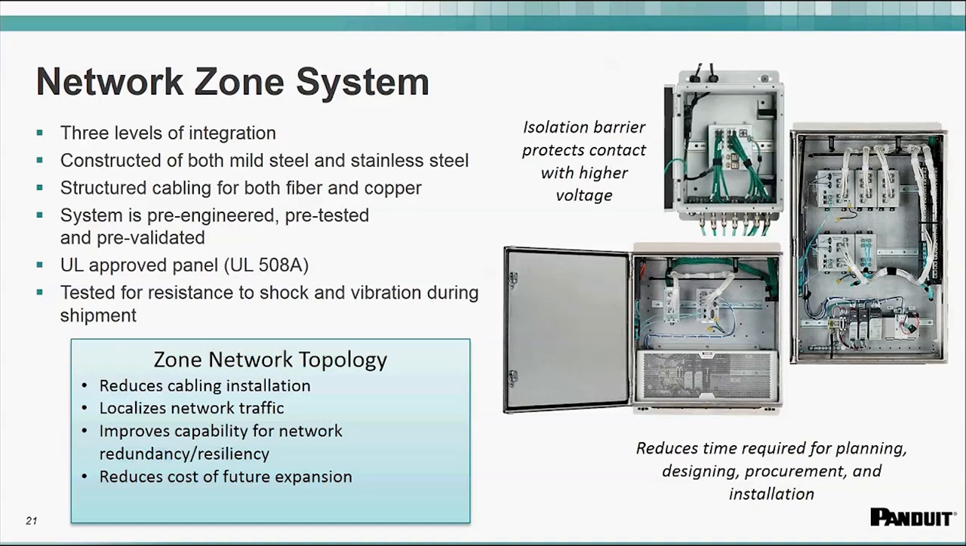Panduit offers the pre-engineered and pre-tested network zone system in three integration levels of pre-configured, switch-ready or universal, and integrated, in a mild or stainless steel enclosure complete with structured cabling for fiber uplinks and copper downlinks. There is a protective cage around the power system protecting personnel who may not be familiar with working in panels. It is approved for UL 508A and has been tested for shipment. The network zone system reduces time required for planning, designing, procurement, and installation.